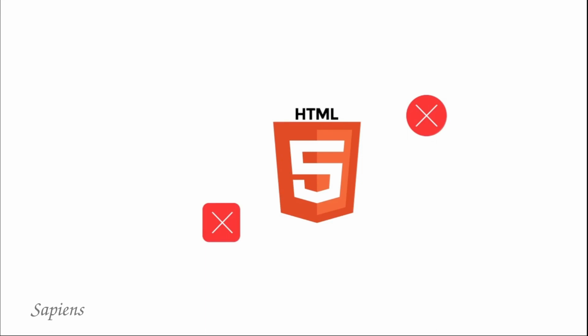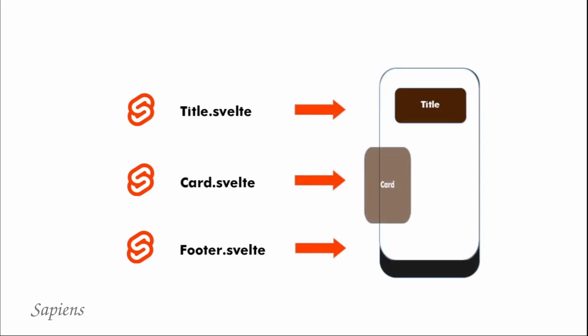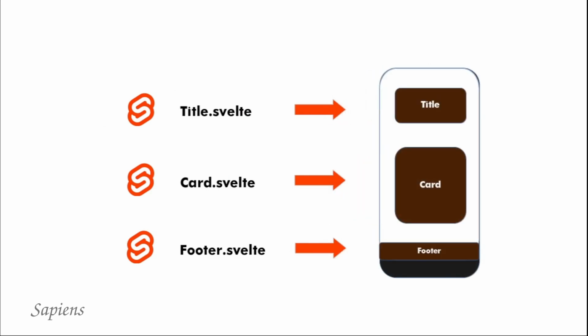Let's say we have a component for the title, a footer, and a card. Components will let you handle each part individually, instead of creating the entire page in one file, like you would in regular HTML.